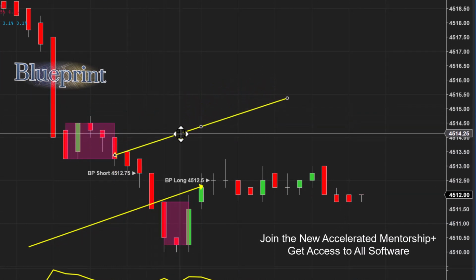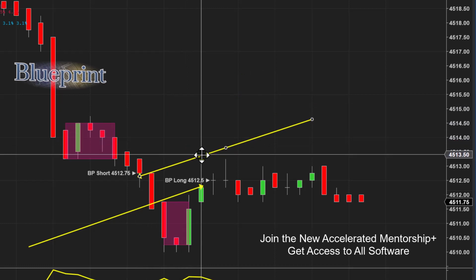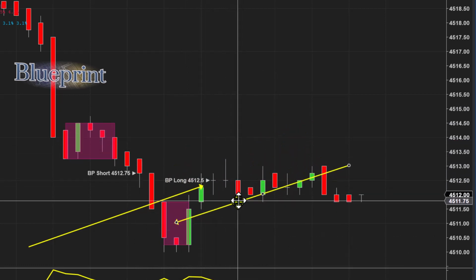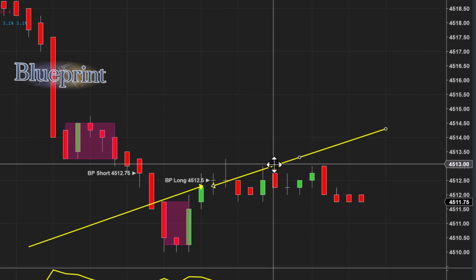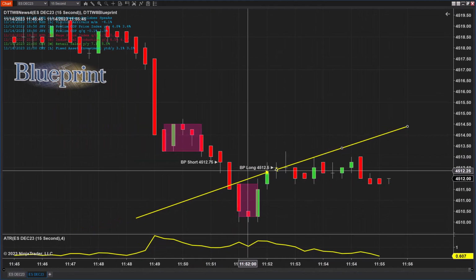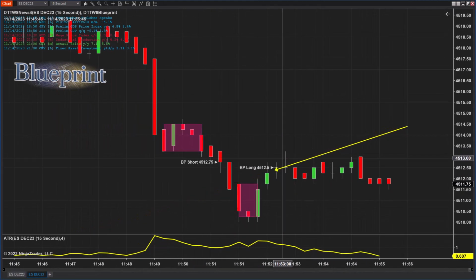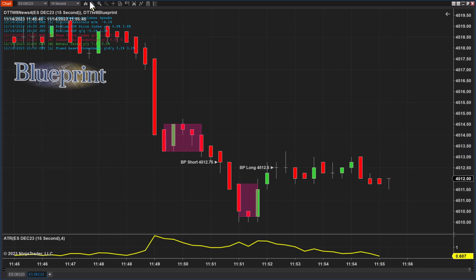created. The market starts to move away from it. Signal generated, you're short. This area here is created. Market starts to move now up. Blueprint long. So this is a short, this is a long, and that is a 15-second chart.